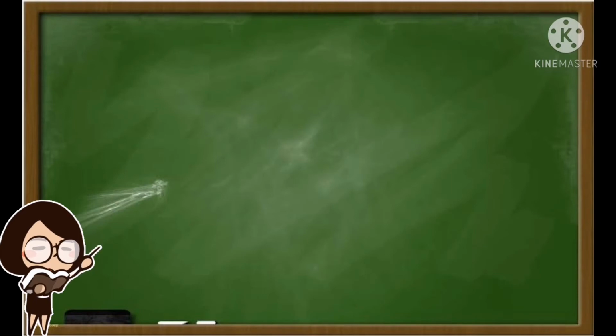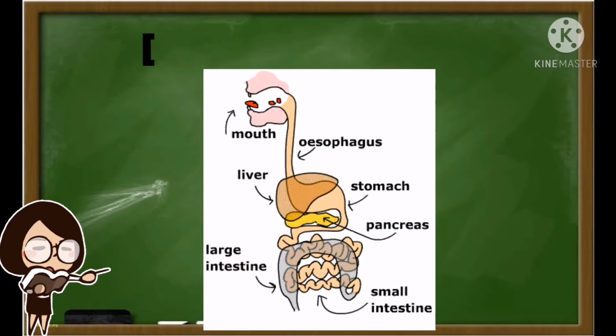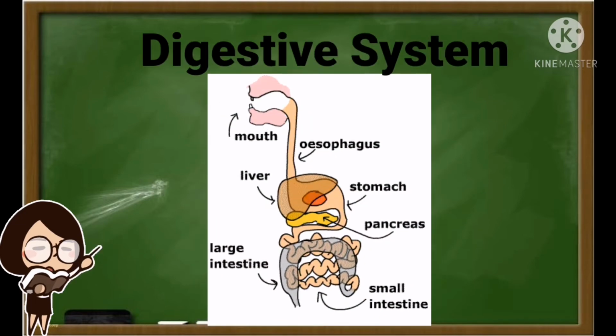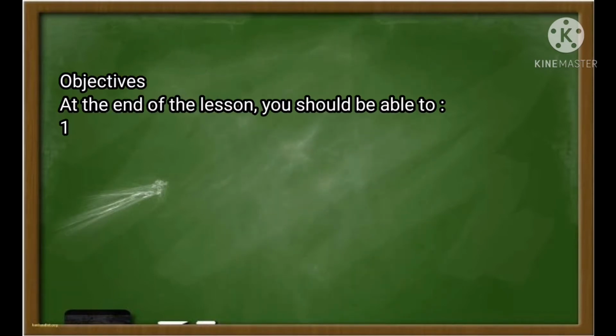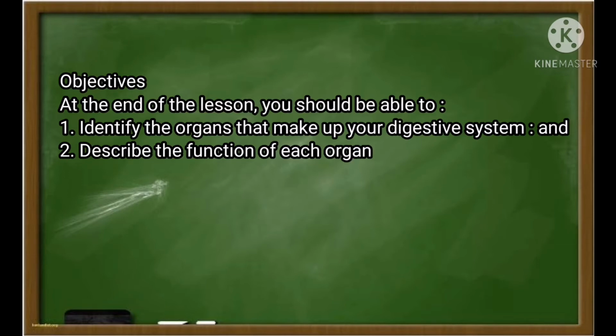So class, do you now have an idea of our new lesson? Very good! Our new lesson for this fourth quarter, week 1, is all about the digestive system. For today's objective, at the end of the lesson, you should be able to identify the organs that make up the digestive system and describe the function of each organ.